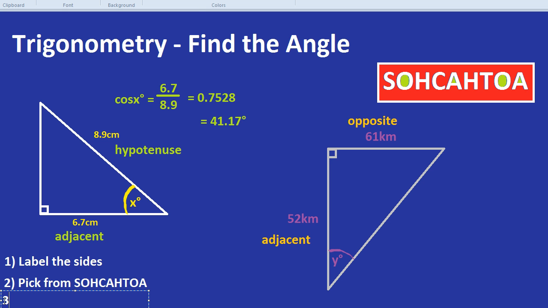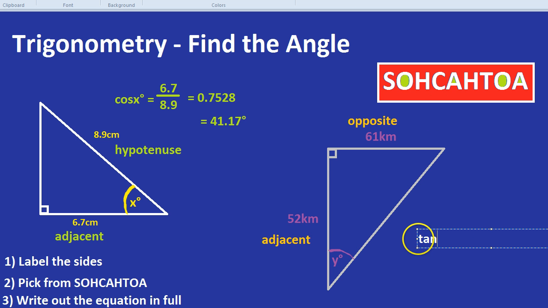Step 3 is write out the equation. Write out the equation in full, because many students just do a part of it. Okay, let's do that. Tan equals, but wait, just wanted to check that you were following along. We always have to do tan then the angle. So tan of y equals, tanny, it's quite funny, equals the opposite divided by adjacent. The opposite is 61 and the adjacent is 52. So tan y equals 61 divided by 52.